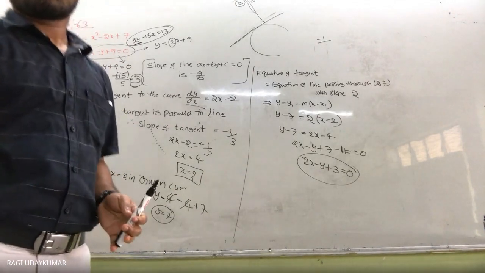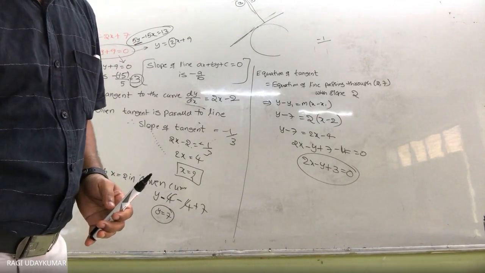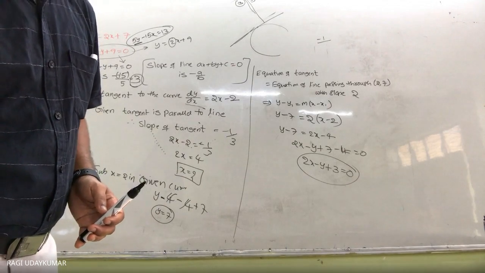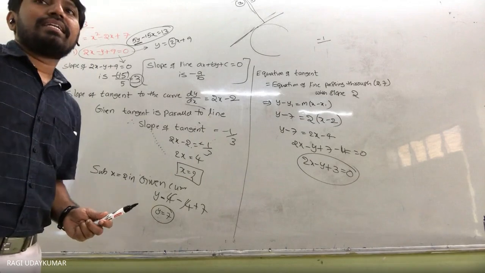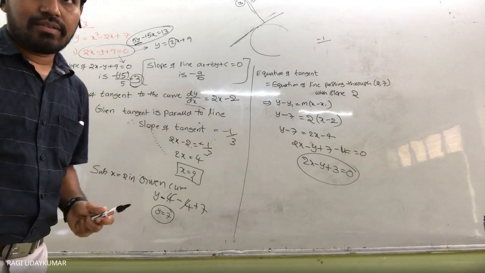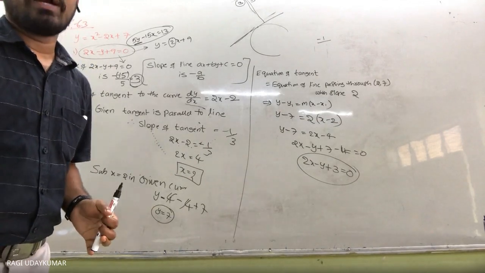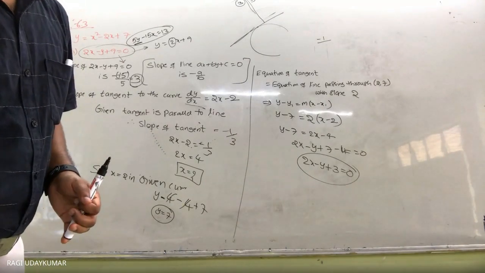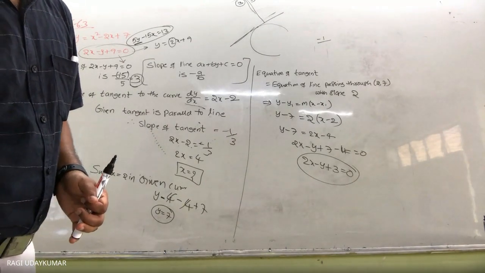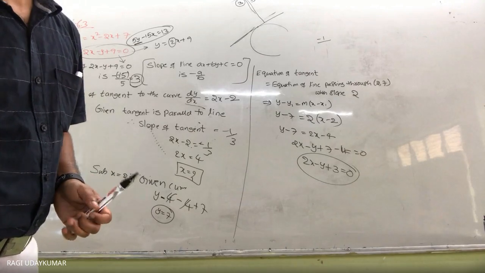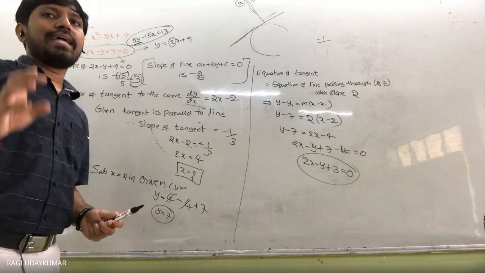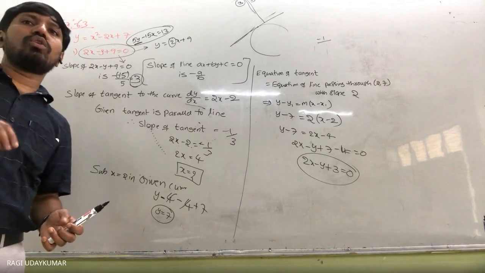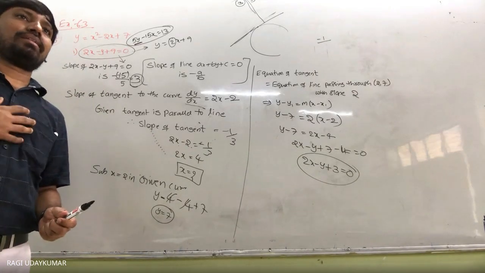ओके, नेक्स्ट कमिंग टू द 16th क्वेश्चन. 16th क्वेश्चन देख. What is the question given? Show that the tangent to the given curve at the particular points x equal to 2 and x equal to -2 are parallel. Parallel here. So how do you prove that here? Show that the tangent to the given curve at the points x equal to 2 and x equal to -2 are parallel.